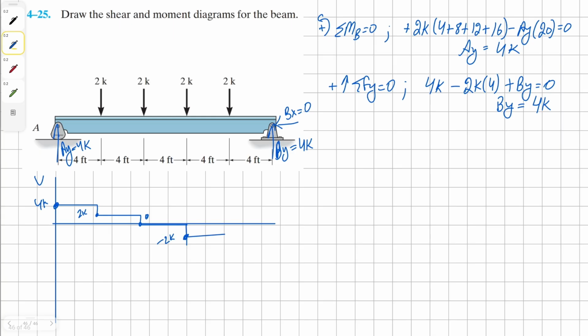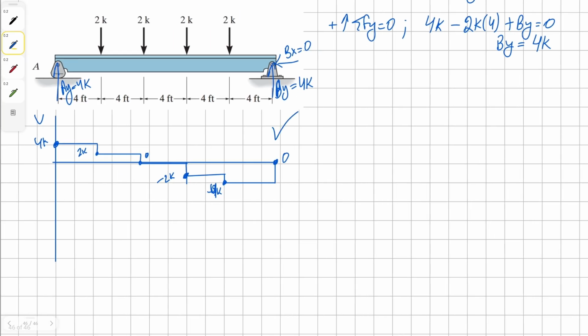Nothing's going to happen for the next 4. And then we're going to come down another 2k, come down to negative 4k total. Then nothing's happening for another 4 feet. And then finally, from BY, we're going to go up 4k, come up to 0. This means our diagram is correct.